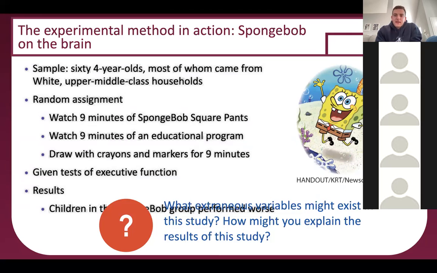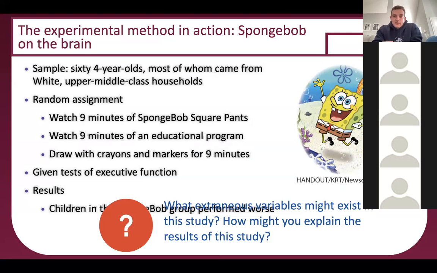Now, I resent that deeply because I have watched a lot of SpongeBob and I feel like I turned out fine. But one thing that you guys can think about is what extraneous variables might exist in this study. So I will give you a couple, because I don't know if you've ever met a 4-year-old, but we don't know the age range between these 4-year-olds, because there's a lot of developmental difference between a 4-year-old who is 4 years and 1 day old and a 4-year-old who is 4 years and 364 days old.